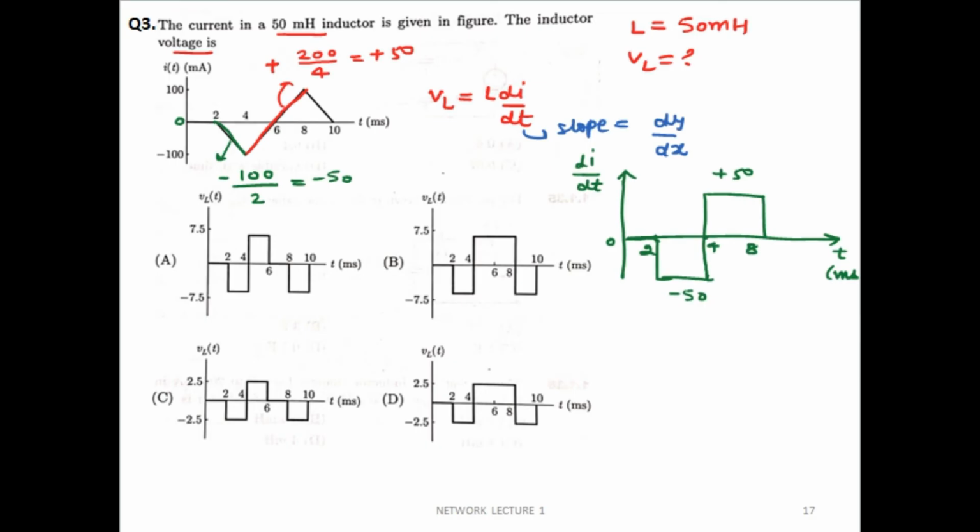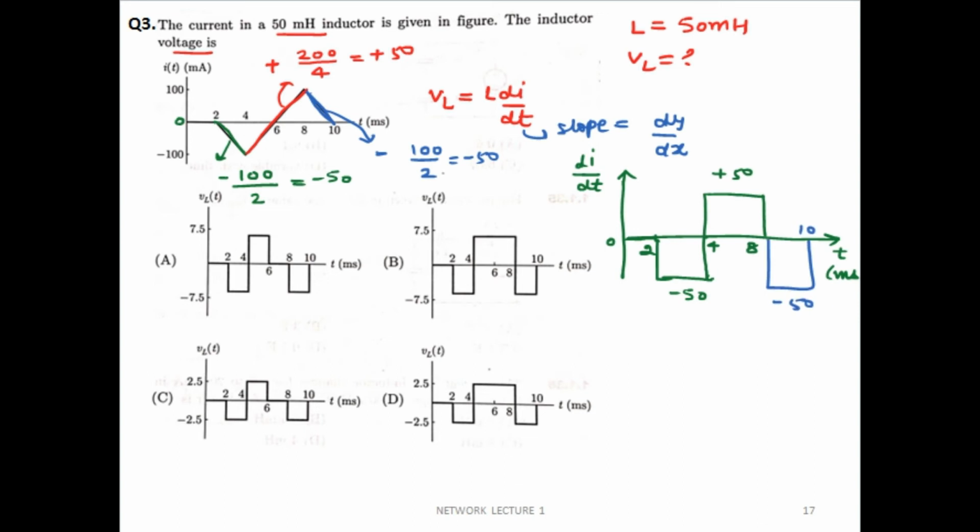Now from 8 it is a decreasing function. A negative slope will be there. The change on the y-axis, from 100 to 0, is 100, and from 8 to 10 the duration change is 2, so that is again minus 50. So minus 50 from 8 to 10 duration.